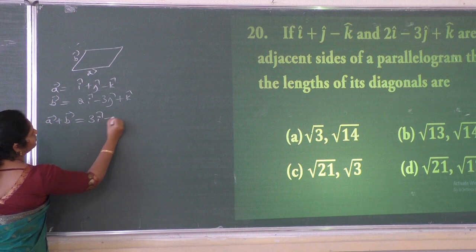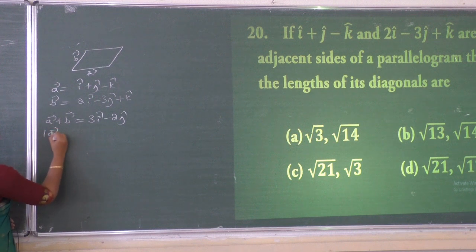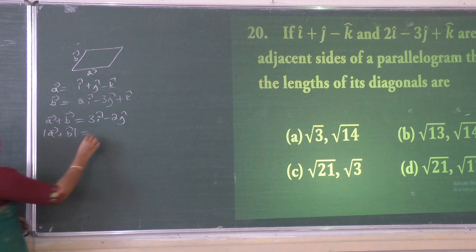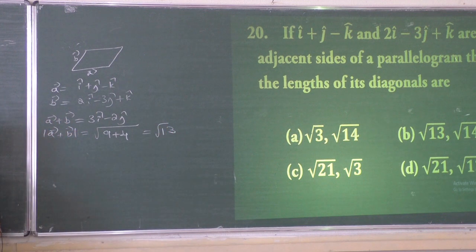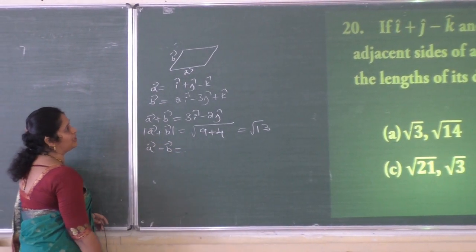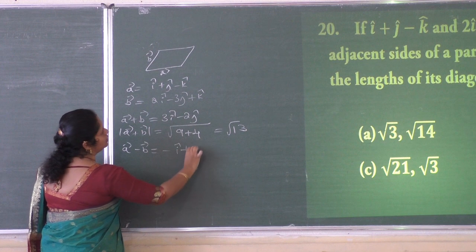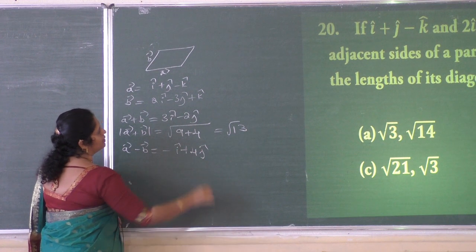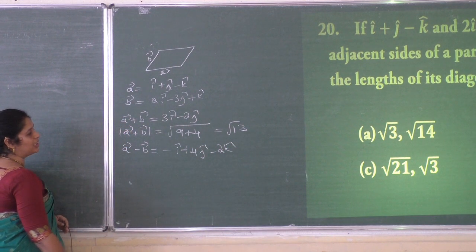3 i cap minus 2 j cap, and what is the magnitude of that vector A plus vector B? That is the length of one diagonal, which is equal to square root of 9 plus 4, root 13. Now the difference of these two vectors represents another diagonal, vector A minus vector B, which is minus i cap plus 4 j cap minus 2 k cap.